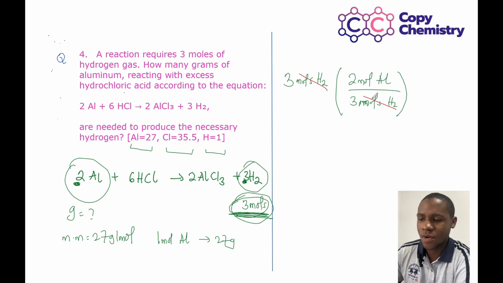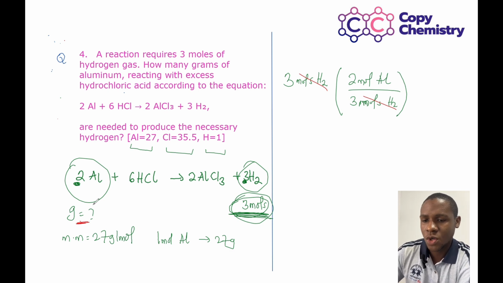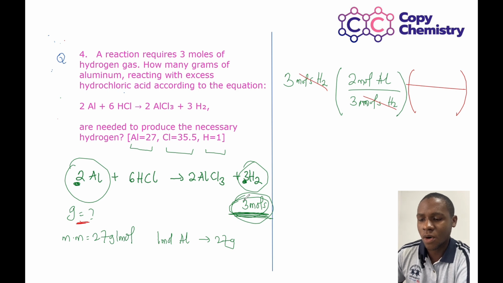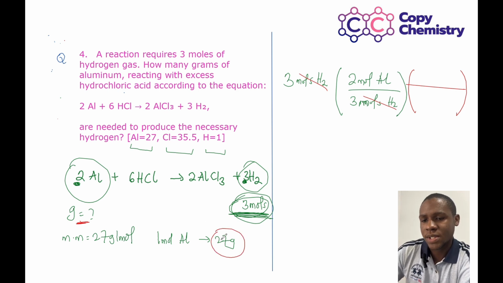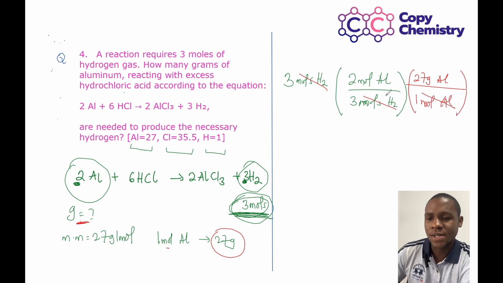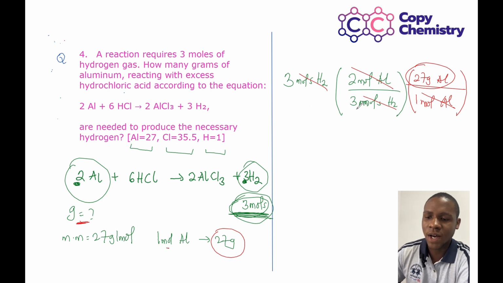What else do we need to do? We need to take that to the grams of Al that's necessary. So I still need to multiply again by something that should help me get the grams of aluminium up there. 27 grams of Al is 1 mole of Al. And again, you would know you're doing the right thing if it's cancelling out and leaving you with what you want. So this means we can then multiply out and divide. And if you do that correctly, you have 54 grams of aluminium.